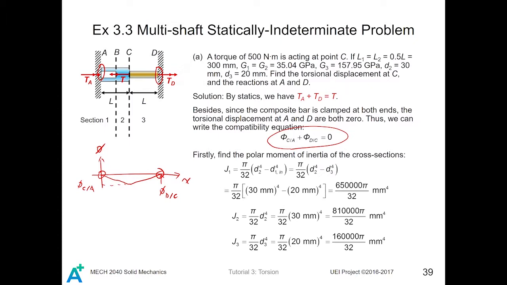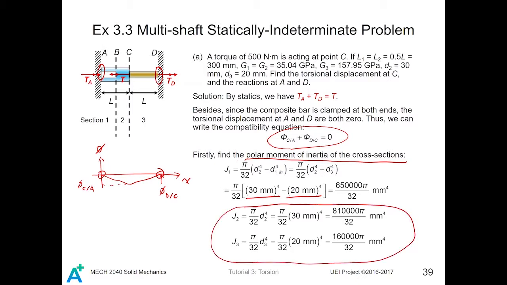Now we find the polar moment of inertia of each of the cross sections. The polar moment of inertia of segment 1, which is the hollow circular segment, is given by this equation. Then you substitute the values. The outer diameter of AB is 30 mm, while the inner diameter is 20 mm as mentioned in the problem, because the diameter of the inner part is the same as that of the bronze shaft. For J2 and J3, similarly, you can obtain the sectional properties in this way.